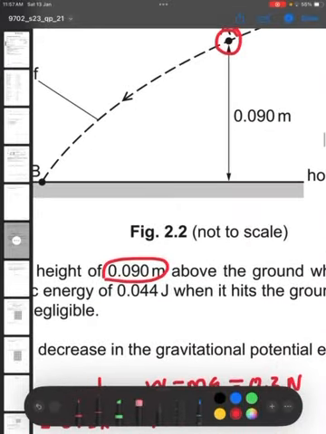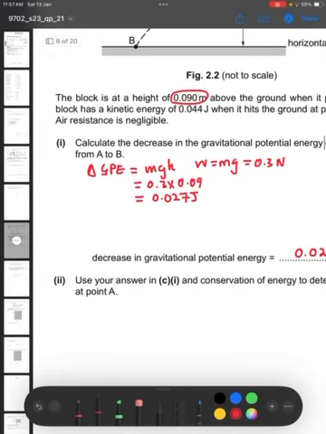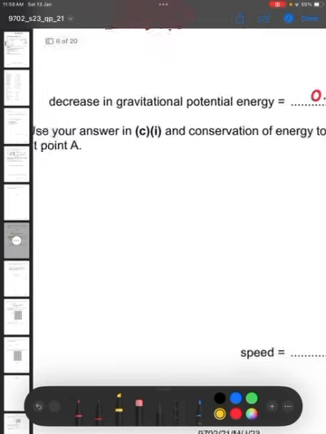Where is the energy coming from? Now remember, the question is clear here that we have to assume that air resistance is negligible, meaning that none of the energy in this motion was converted into heat by air resistance, by work done against the body by air resistance. So none of the energy is lost.